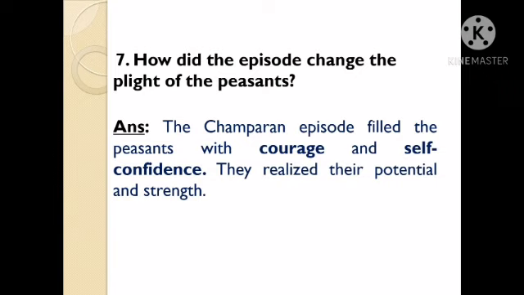Question number 7. How did the episode change the plight of the peasant? Plight means difficulty. Answer. The Champaran episode filled the peasants with courage and self-confidence. They realized their potential and strength. So this is how difficulty of peasants was decreased, because they now learned how to be self-dependent and take their own stand if they are correct enough. So this episode was a turning point for the peasant.